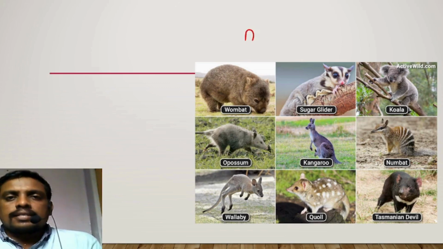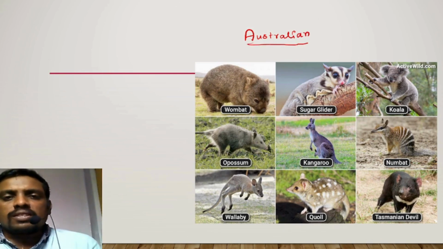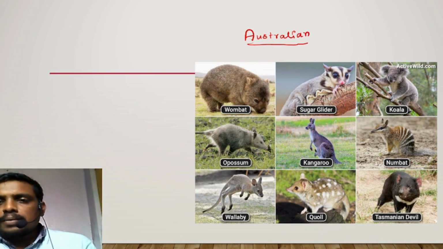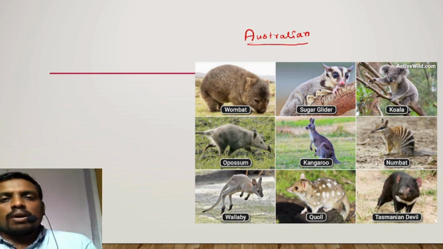Let us take Australian marsupials, which explain the process of convergent evolution. You can see the wombat here, the sugar glider, quoll, opossum, kangaroo, numbat, wallaby, koala, and Tasmanian devil. All these are examples of Australian marsupials, which were formed by convergent evolution because of adaptive radiation.